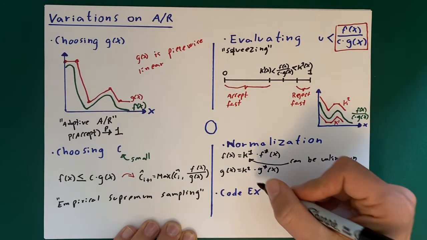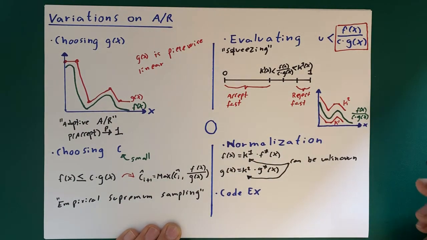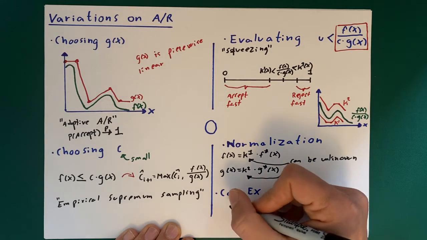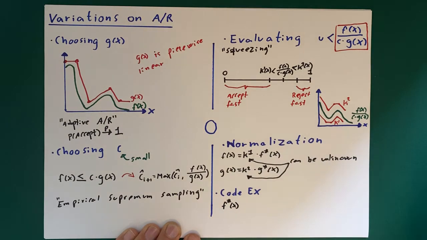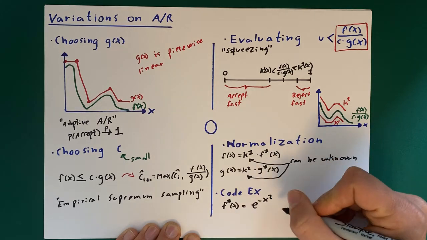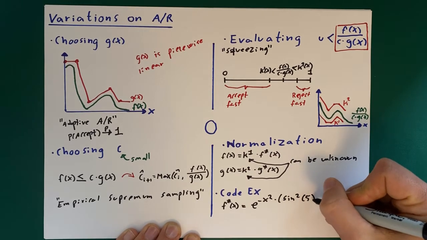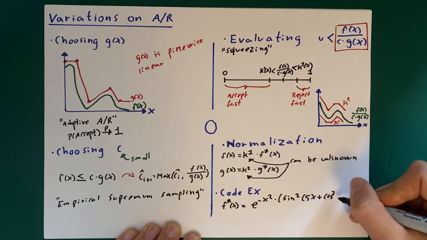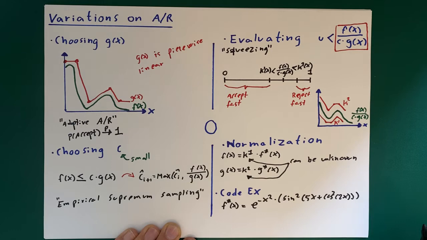So this also can be unknown. And an example of that, which I'll show in code in just a moment, is suppose that f star of x, so the unnormalized density we wish to sample from, is given by e to the minus x squared times sin squared of 5x plus cos squared of 2x. Well, this is just a nightmare to simulate from, right? To invert, and there will be a lot of math involved.